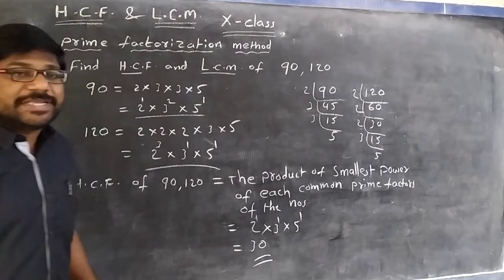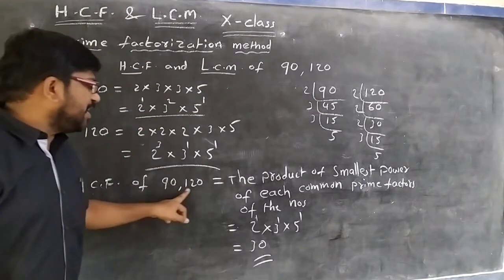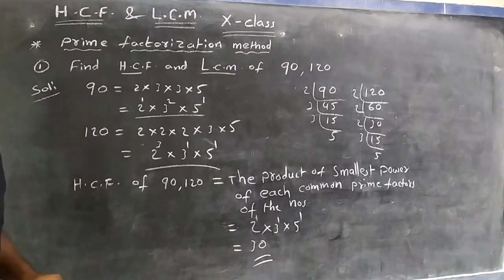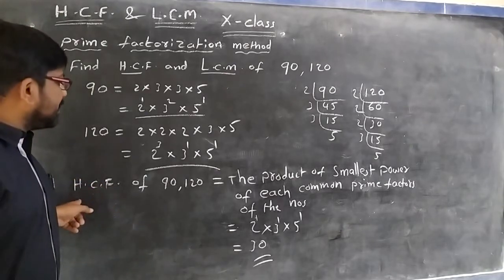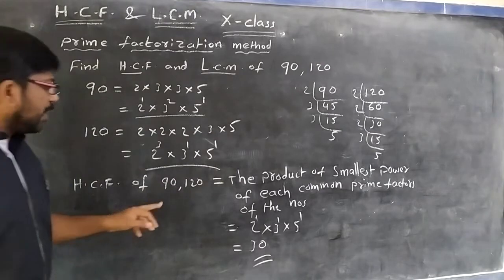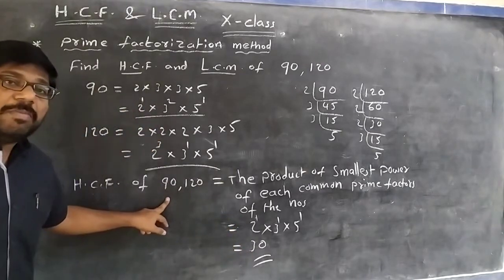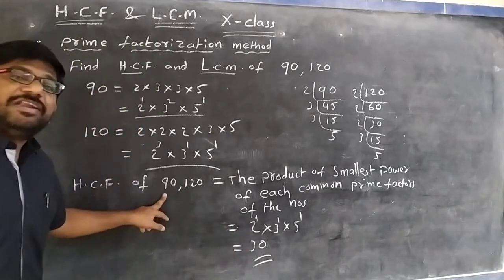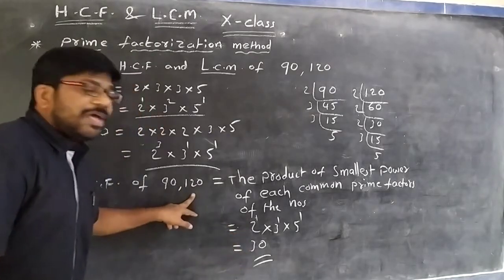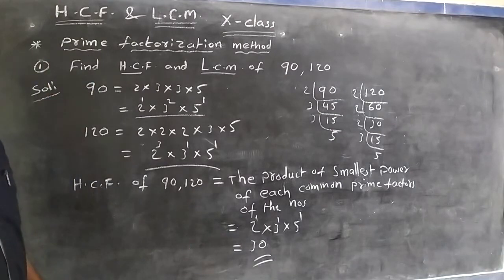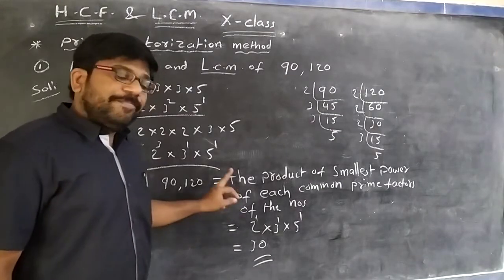So 30 is the HCF of 90 and 120, right? This is the method to find the HCF of two numbers. 30 is the highest common factor. The factors: 3 times 30 is 90, 4 times 30 is 120. Every student must remember this.